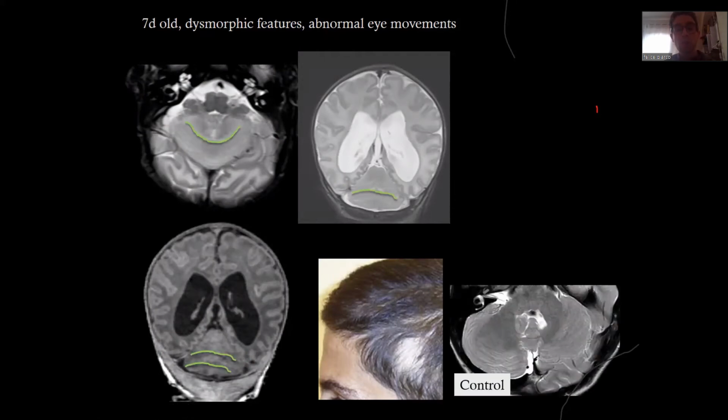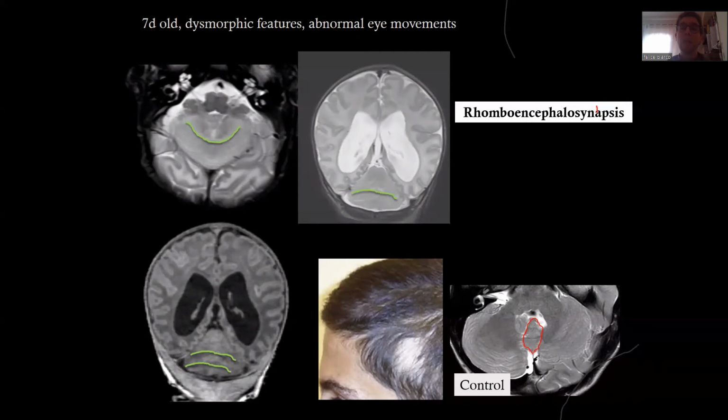This is the control. You can see here there is the vermis in between. So you follow the folia and then it stops at the center. There is the vermis and then folia on the other side. Here, there is no such thing. And this we call rhomboencephalosynapsis.